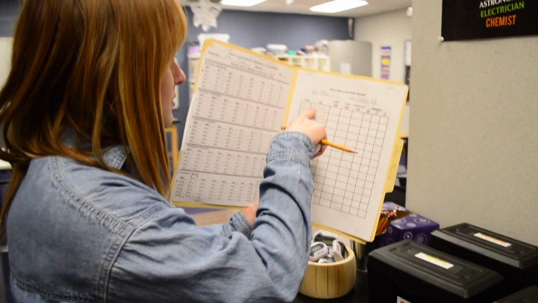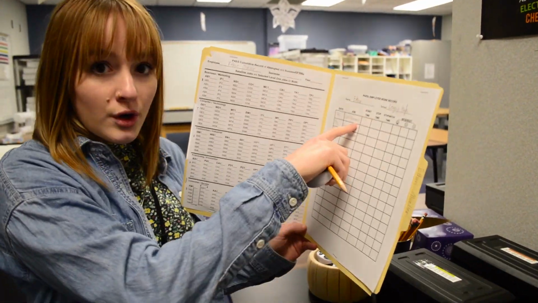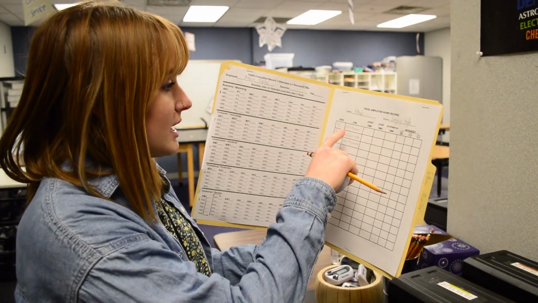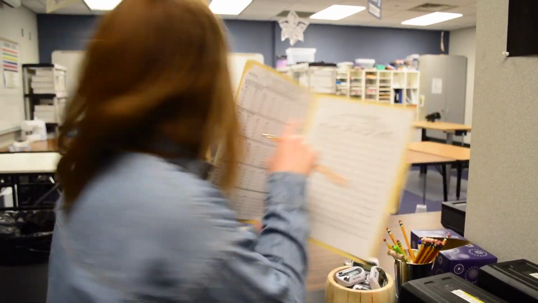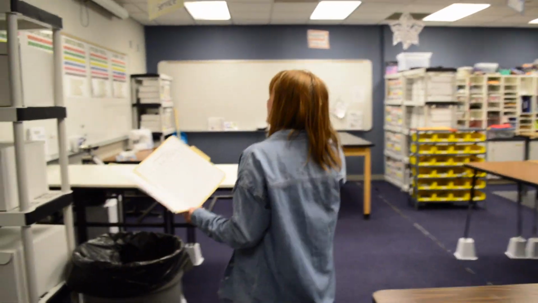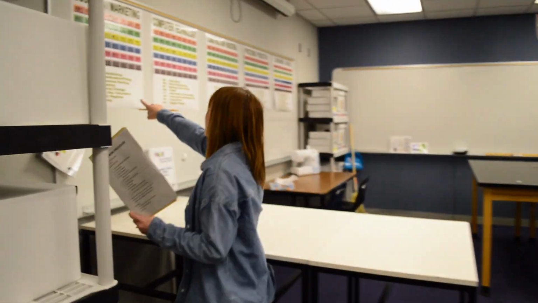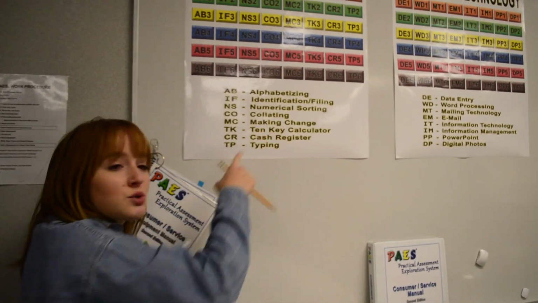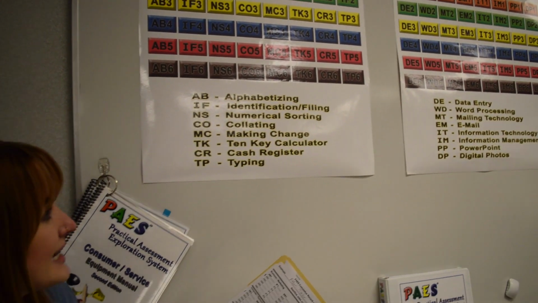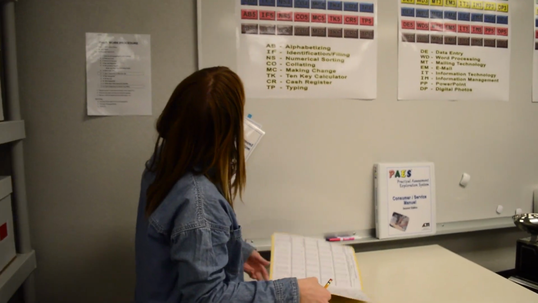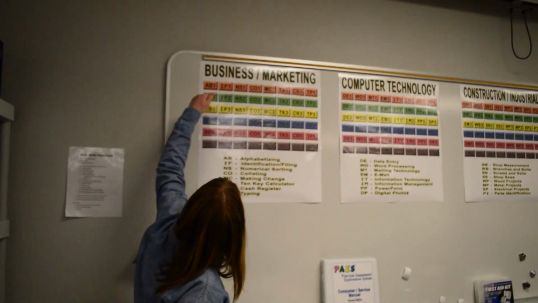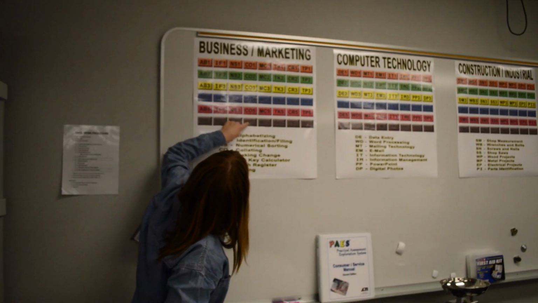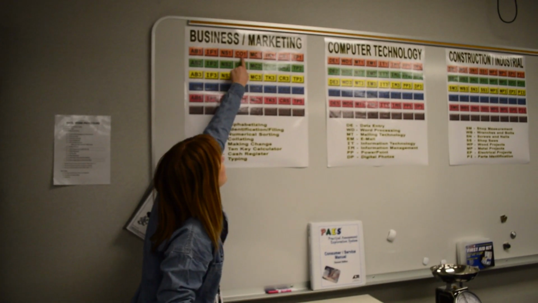So this is in the business category because there's all kinds of different areas, 5 areas. And then it's going to be in CO. And if I look over here in the business area, I can actually see, okay, so CO stands for collating. So that's what I'm going to be doing. And it's level 1. So if you look on here, it has all of the levels. So CO1 through CO6 is right here. So I'm going to do CO1.